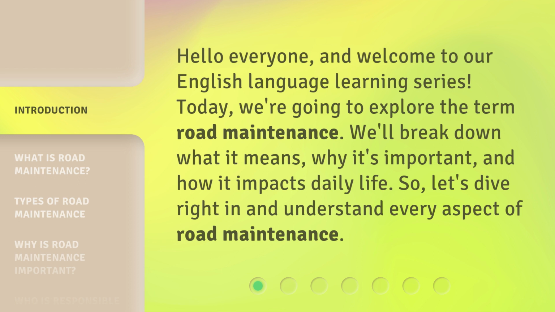Today, we're going to explore the term road maintenance. We'll break down what it means, why it's important, and how it impacts daily life. So, let's dive right in and understand every aspect of road maintenance.